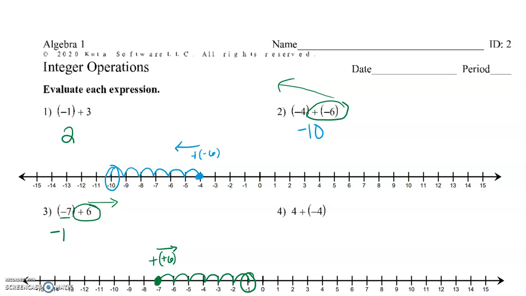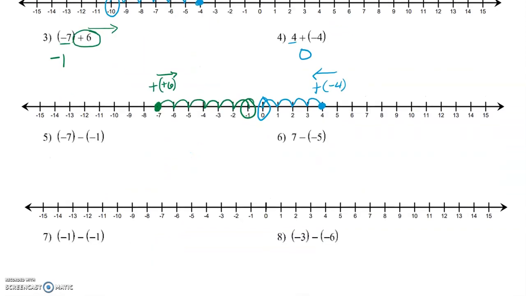All right, let's take a look at number 4. Number 4, we're starting at +4, and we're adding a -4. If we add a -4, we're going to move in the left direction. 1, 2, 3, 4 units, and we wind up at 0. Give you a chance to get those written down. I have provided a link for you for an online number line. If you don't have access to one right in front of you, you can use that online one.